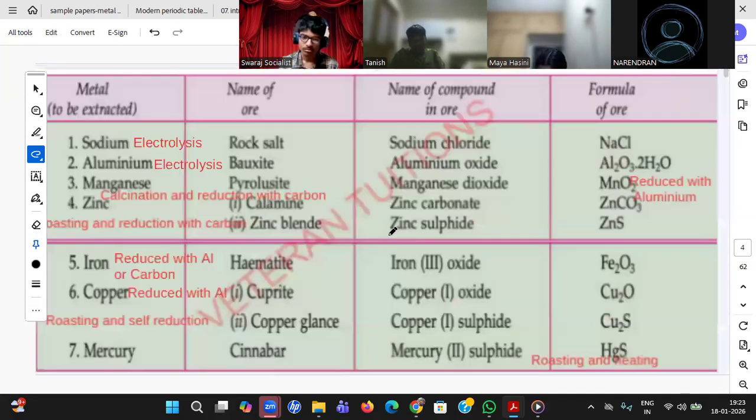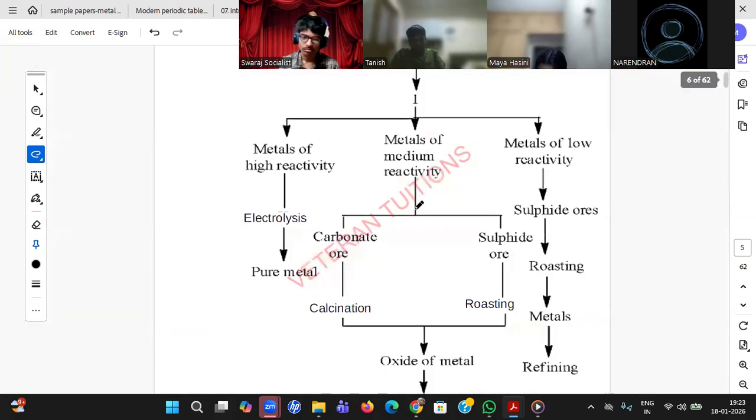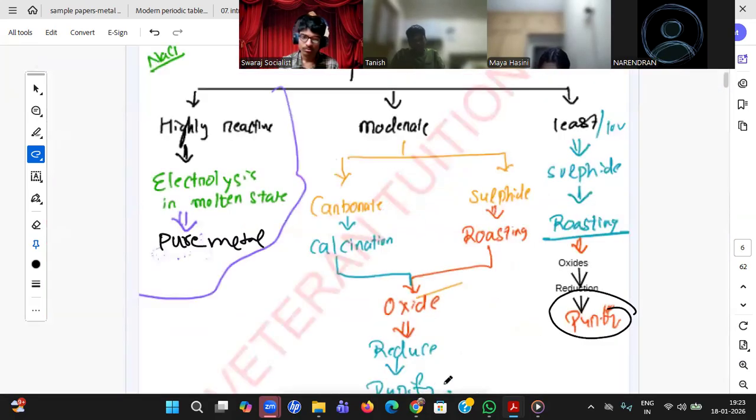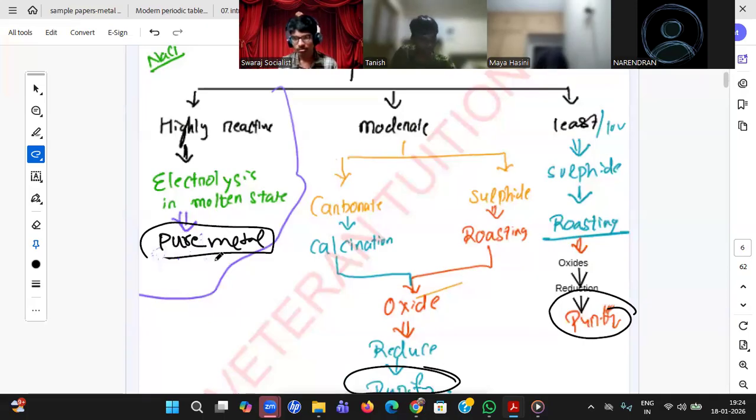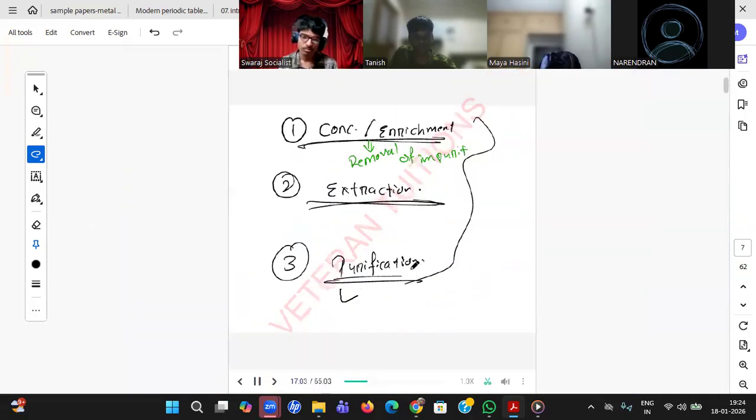So we are in the last step of purification. Obviously this is already pure metal. We got pure metal, so we don't want purification here, but definitely this one, we are at the last step. Let us see the purification procedure.